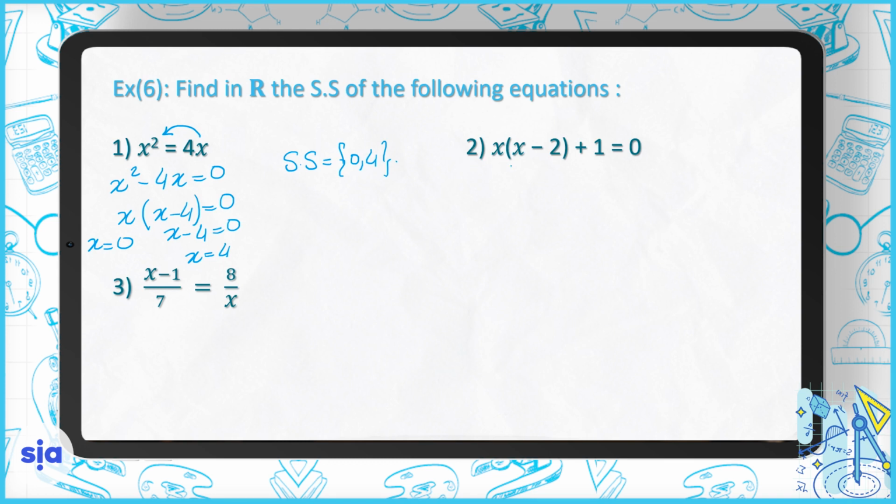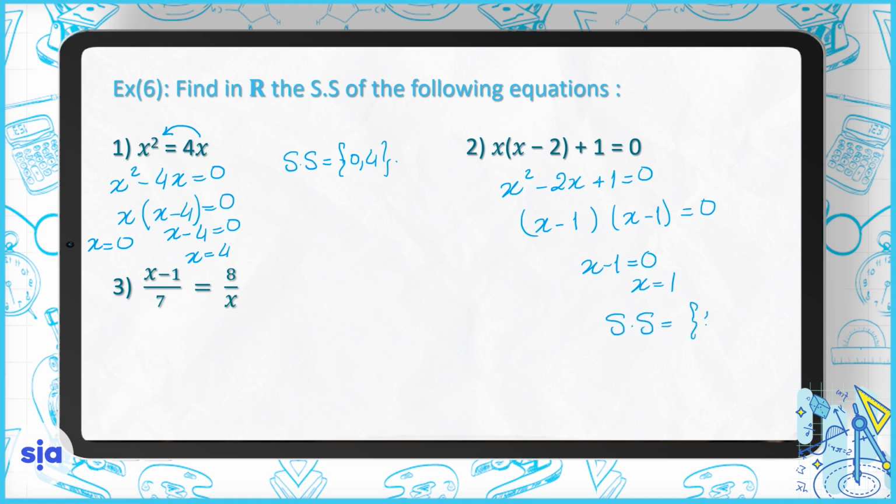Question 2, if we expand this, it will be x squared minus 2x plus 1 equals 0. Make your two brackets x minus 1 and x minus 1. So in this case, x minus 1 is equal to 0. So x is equal to 1. So the solution set is only 1.